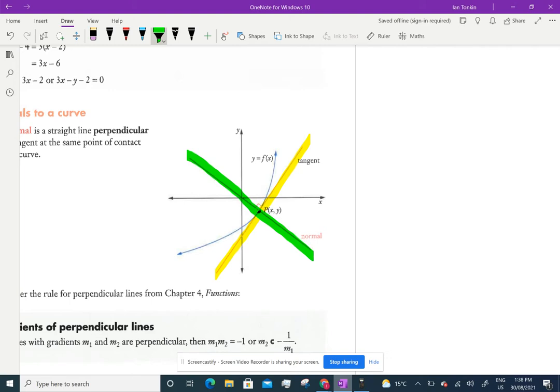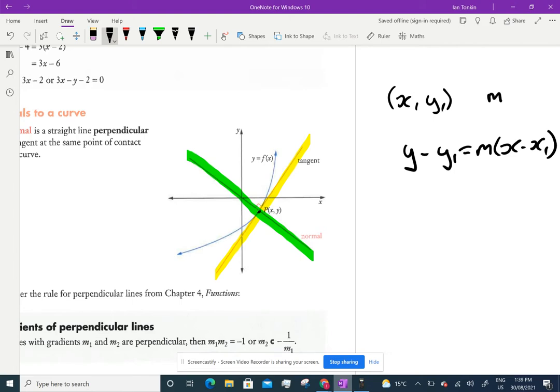Now finding the equation of a straight line is something you did way back in year 9 and year 10. And we're going to use y minus y1 equals m outside of x minus x1, which is the point-gradient formula, because all you need is a point, (x1, y1), and a gradient.